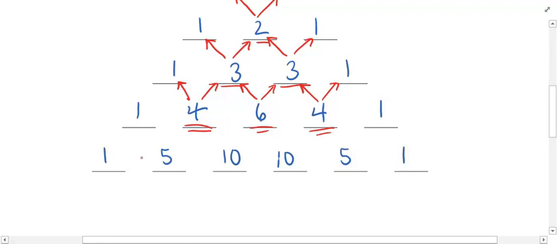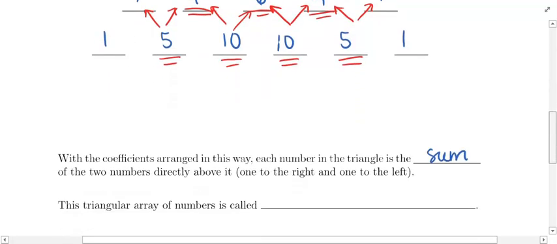The pattern continues. This last row that we did, we start the row with a 1. To get the 5, it's 1 plus 4. To get the 10, it's 4 plus 6. To get this 10, it's this 6 plus this 4. To get the 5, it's 4 plus 1. We end on a 1. That is the pattern that we're seeing in the coefficients.